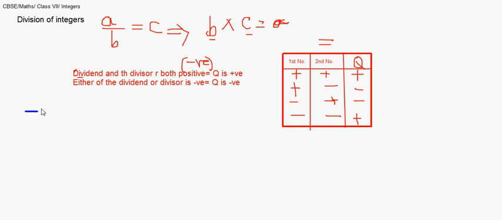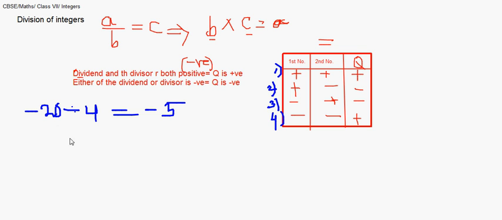Minus 20 divided by 4. If you see, this falls into your third category. This is your first one, this is second, this is third, and this fourth. This falls into the third category, so your answer will be negative. 20 divided by 4 will give you 5. So your answer is minus 5.